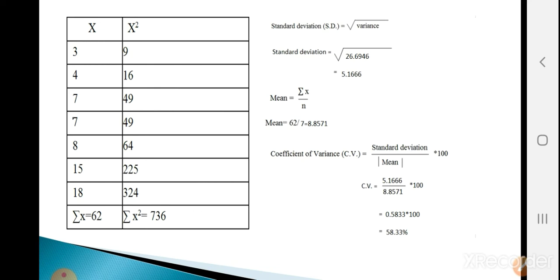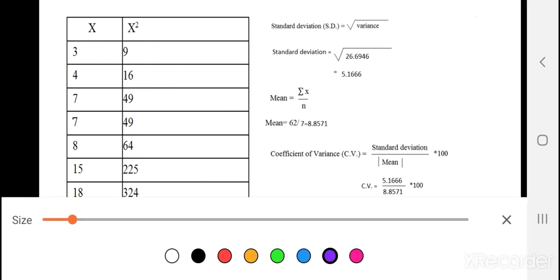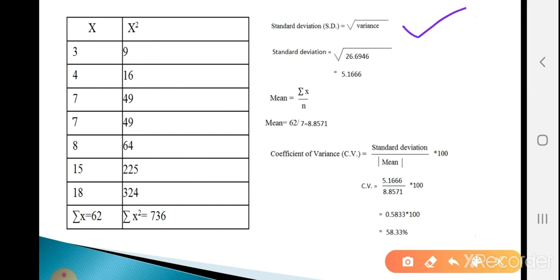Now calculate the standard deviation. So how to calculate the standard deviation? Standard deviation formula is square root of variance. Here the variance value is 26.6946. So the square root of 26.6946 is 5.1666.